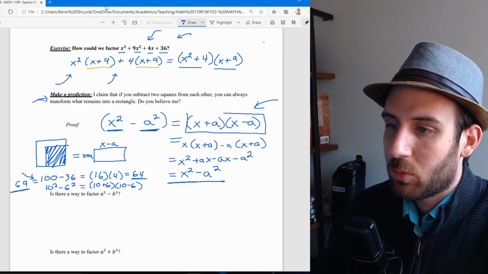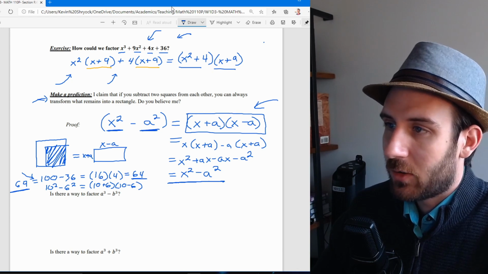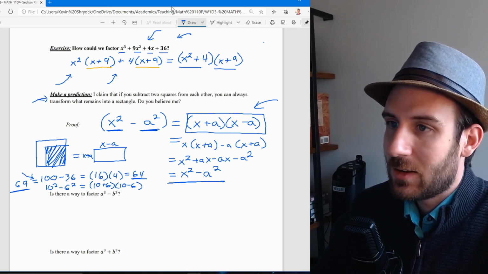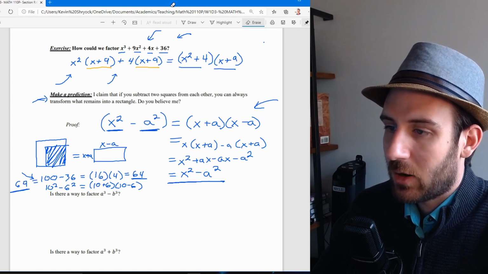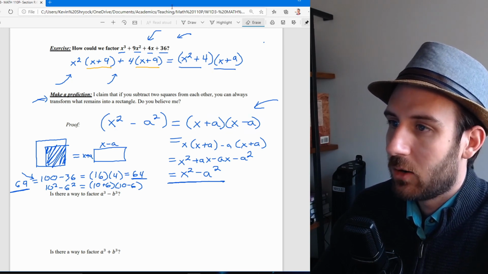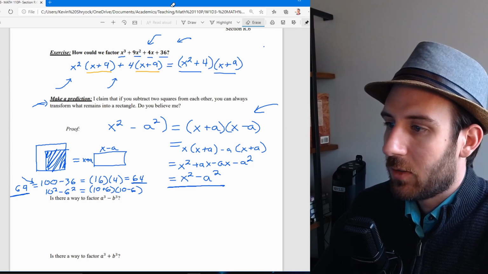So here you have it. This is a very famous equation. This is called the equation for the difference of two squares. Difference meaning subtraction. So here we are. The difference of two squares can always be written in this way that we have.